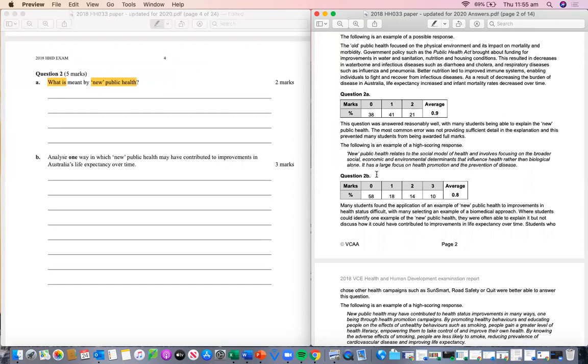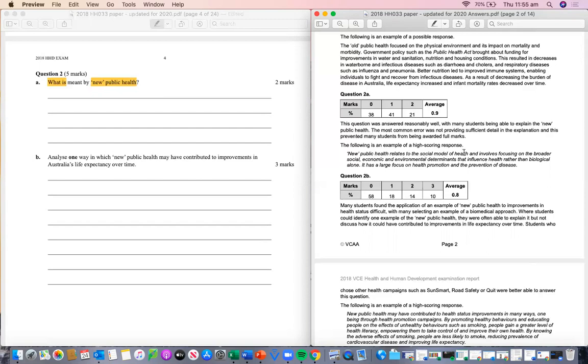So if we look at the example of a high scoring response to get 2 marks, it says here that new public health relates to the social model of health and involves focusing on the broader social, economic, and environmental determinants that influence health rather than biological alone. It has a large focus on health promotion and the prevention of disease. So again, that's a high scoring response. Now, again, 2 marks, you need to get. Initially, if you're talking about new public health, and again, it's your knowledge behind it, the majority of the time you're going to get the marks if you explain the key relevant points here.